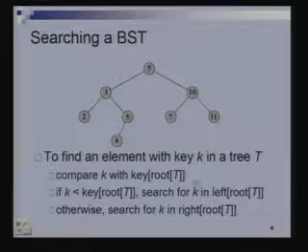So, that is what is being said here. To find an element with a key k in a tree T, you are given a key k. So, you will compare k with the key in the root. If k is less than the key in the root, then you will search for the key in the left subtree. Otherwise, you will search for k in the right subtree.